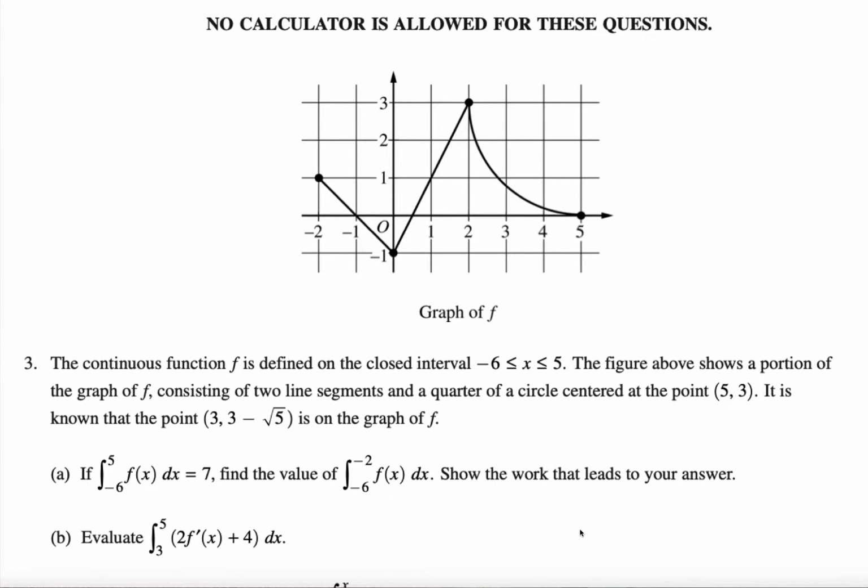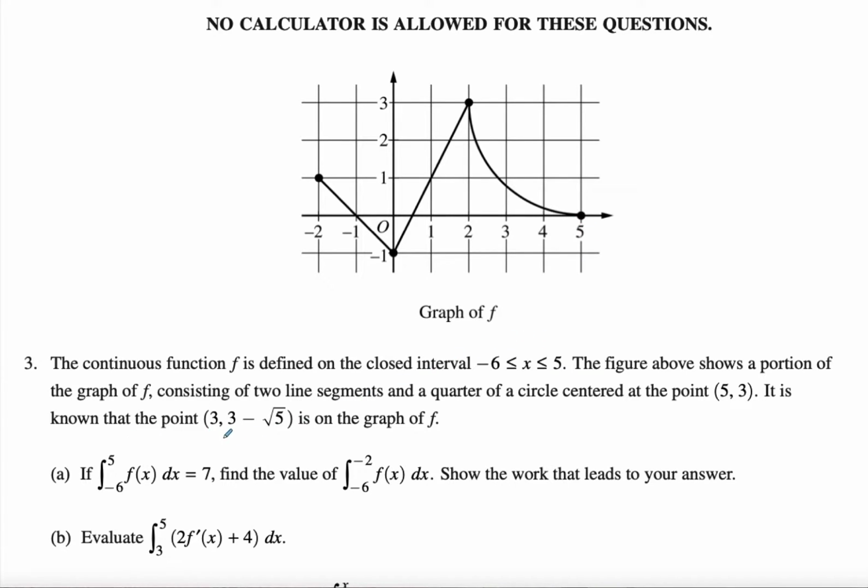2019 number 3. So we have number 3, the continuous function f of x is from -6 to 5 for the values of x. Now, the figure above shows the portion of that graph, and then we realize that this is a circle over here, and center at (5, 3) right over here. This would be the center, and then this would be a quarter circle, I guess.